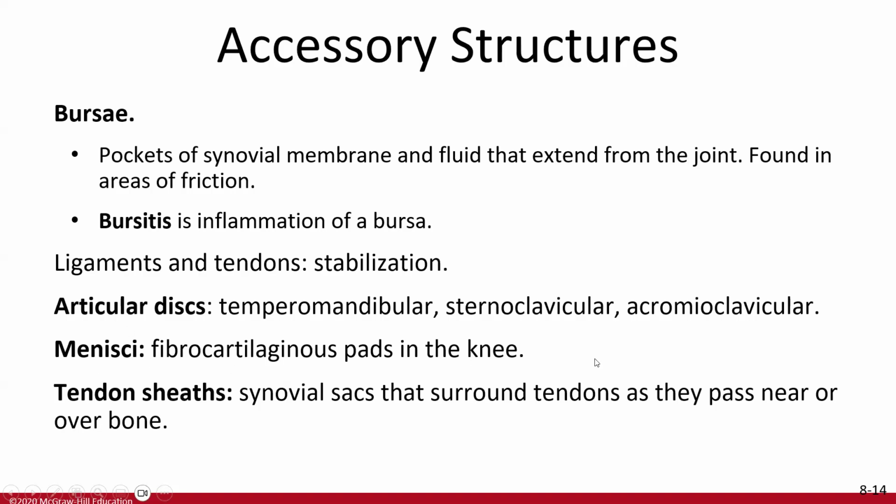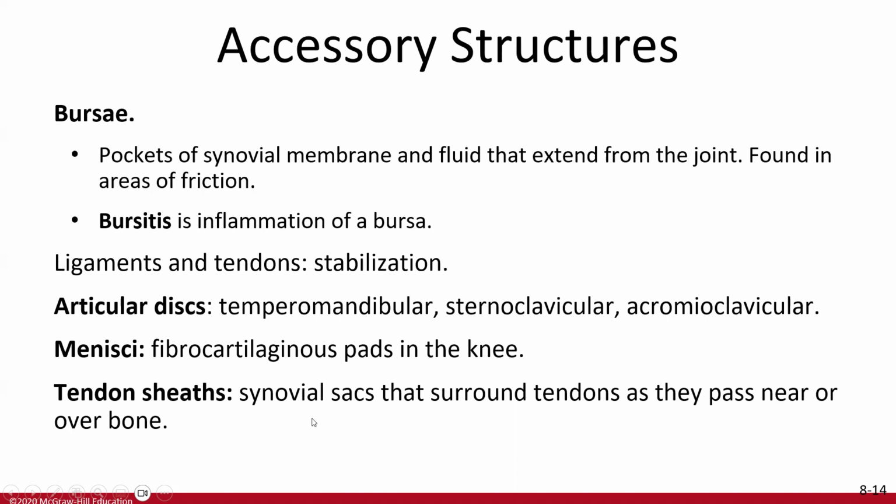Menisci are rings of cartilage. We mostly talk about this in the knee. We have a medial and lateral meniscus in both of our knees, and it helps our knee be a little bit more congruent. It helps our knee stay more stable, and it's also a good shock absorber. And that's going to be, again, fibrocartilage.